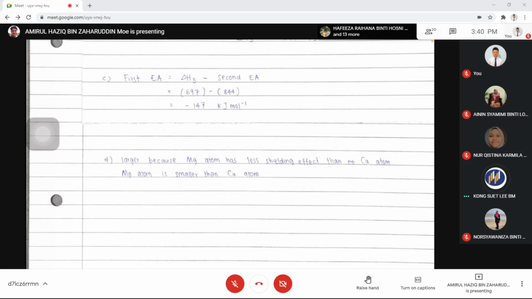Question D. Would the value of delta H2 be larger or smaller for magnesium than it is for calcium? My answer is larger, because magnesium atom has less shielding effect than calcium atom. Magnesium atom is smaller than calcium atom.